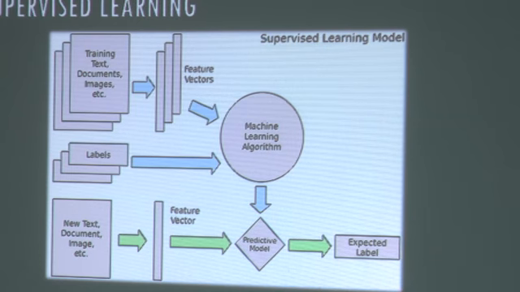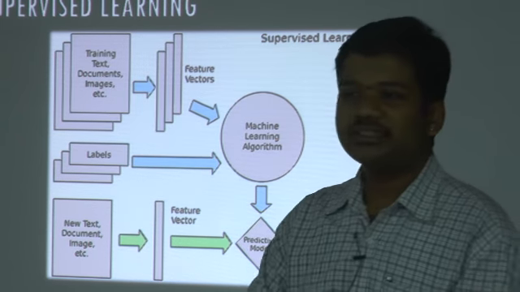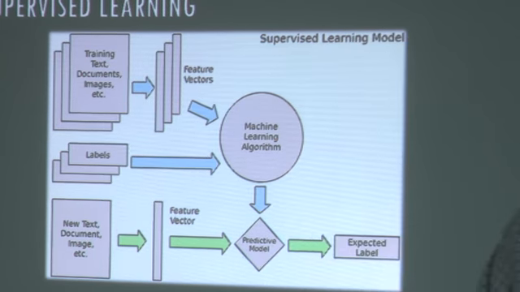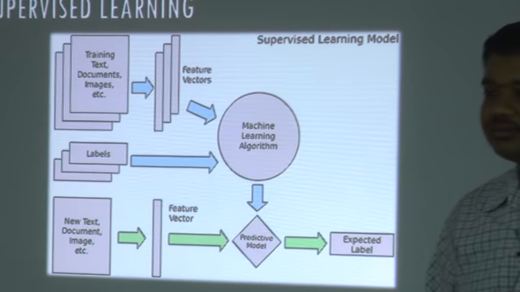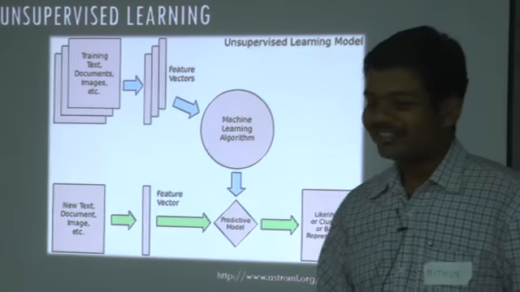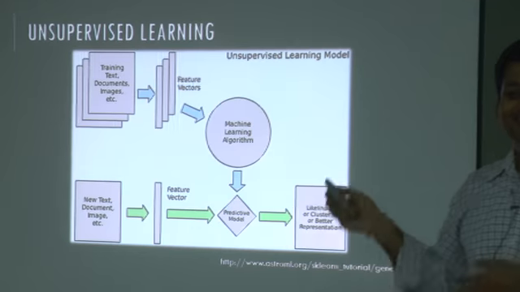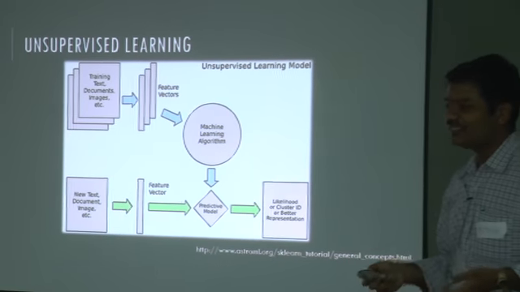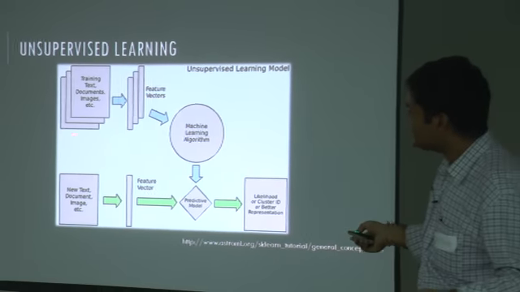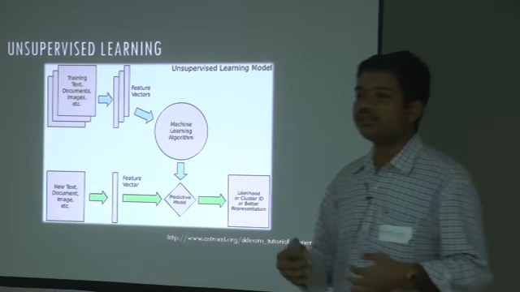So this is based on what we already know. So this is supervised learning. And the opposite of this would be unsupervised learning. Even that is machine learning. So unsupervised learning, where we don't have any set of labels given to the filters.